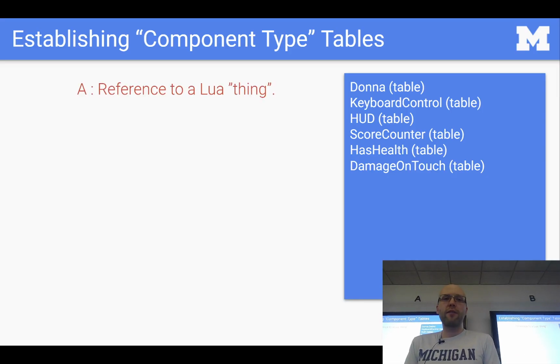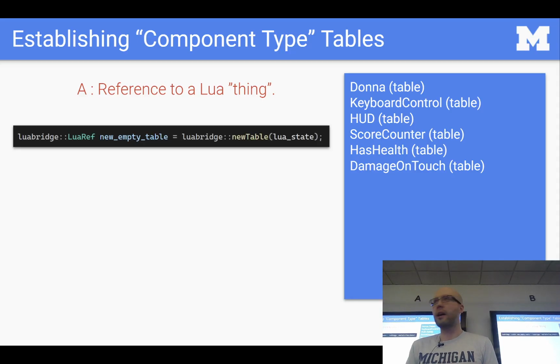What is a Lua ref? A Lua ref is a reference to a thing. It's a variant type that can store many different things. For instance, here's a really useful line of code that puts a new, empty table into a variable called new empty table. This is of type Lua-ref, and so this is how we can reference and manipulate and deal with Lua things in the C++ side of our code base.